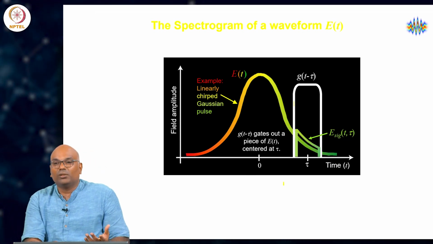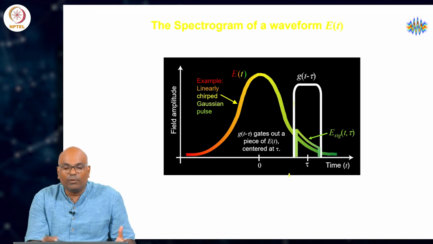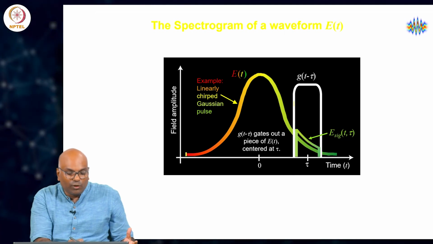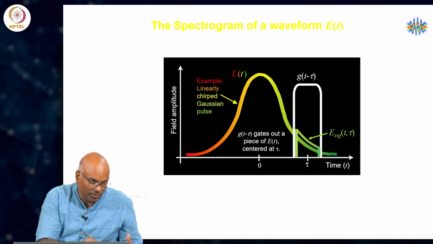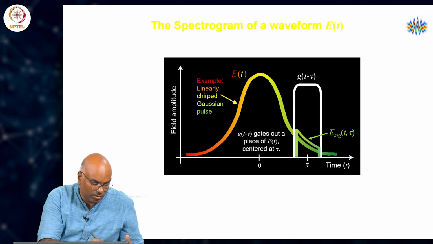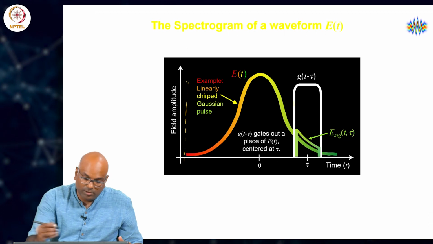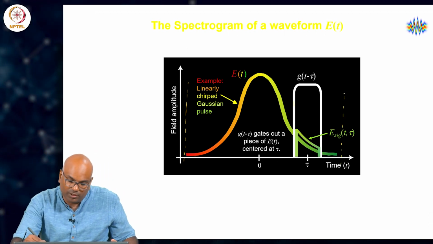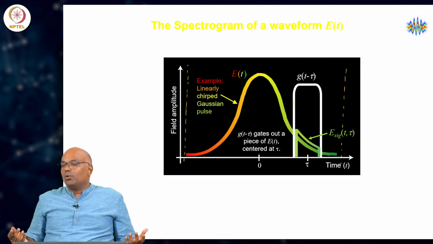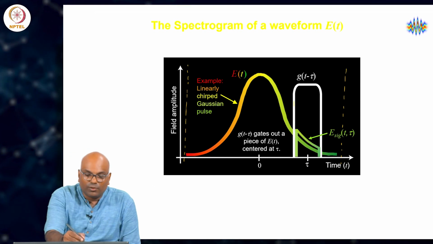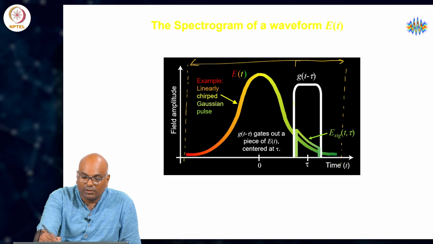Understand that you need to scan the gating function over the waveform only in the region where the waveform itself has appreciable amplitude. If E of t goes to 0 or very close to 0, I mean if it is Gaussian or it goes to the noise level in a practical measurement, then you are not going to get any appreciable signal from there. All you need is to scan this region with your gate function.